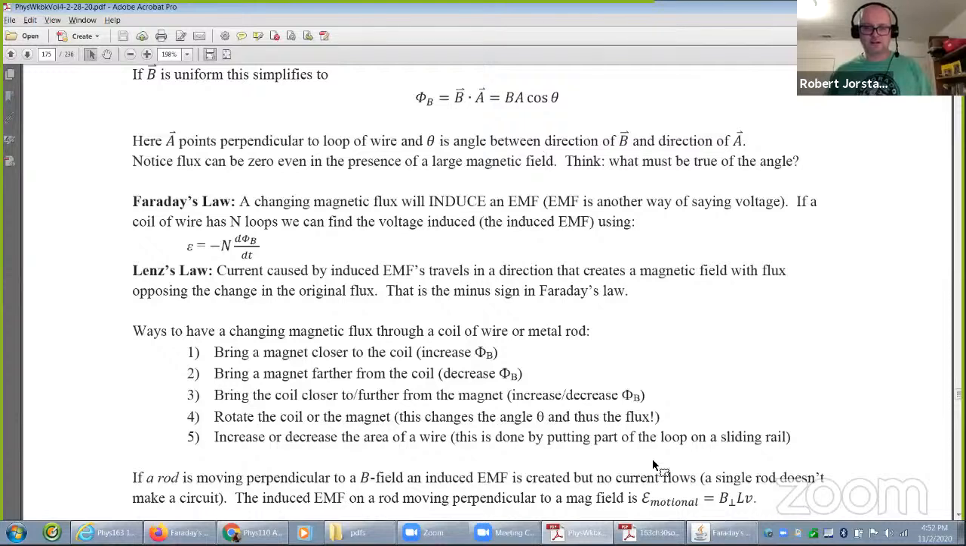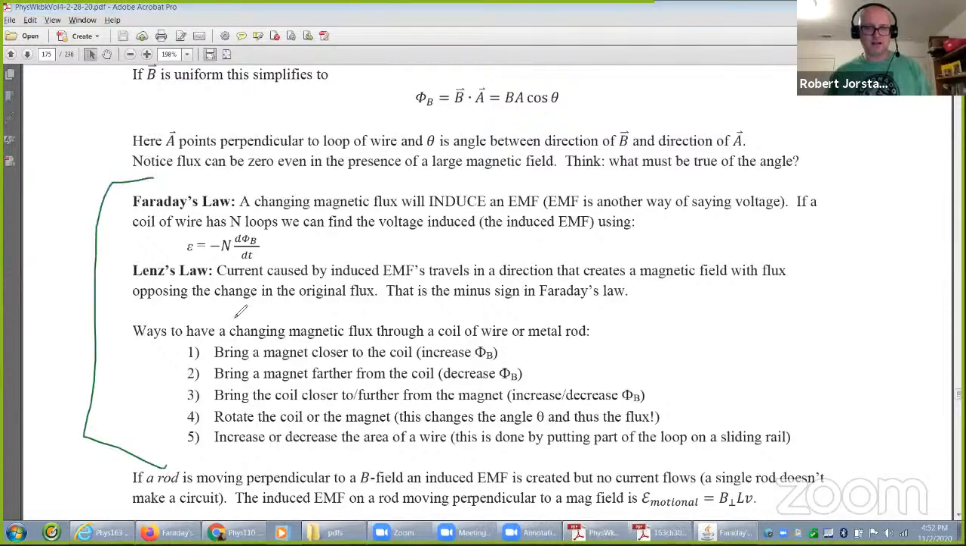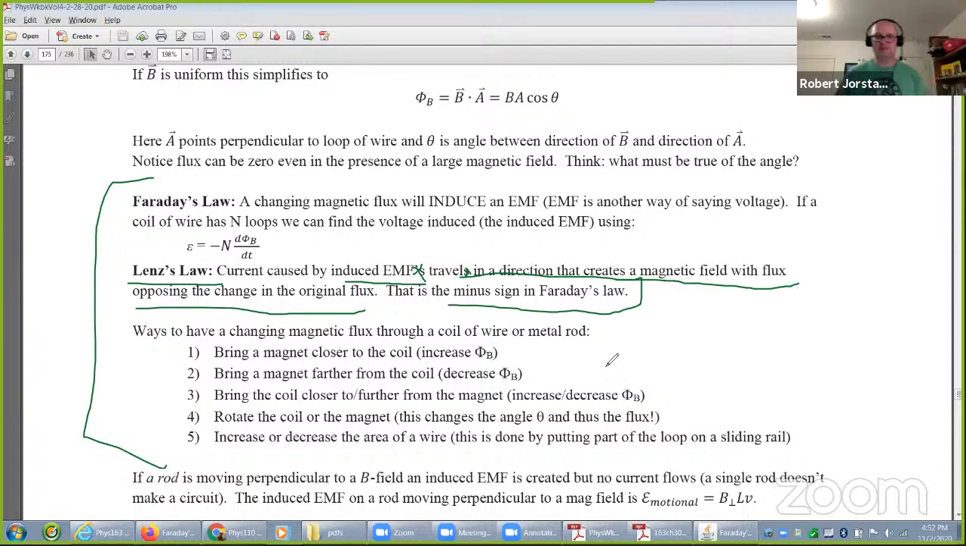So I'm looking at this screen right in here. Lenz's law is the thing that says, it's the minus sign in Faraday's law here. So it says current caused by the induced EMFs travels, I need to fix up the wording here, in a direction by the induced EMF. How about that? Travels in a direction that creates a magnetic field with flux of, what? Do you see all those words? I wish there was a shorter way to say that, people. What? Oh my gosh. Let's get to some examples right now and see what this means.